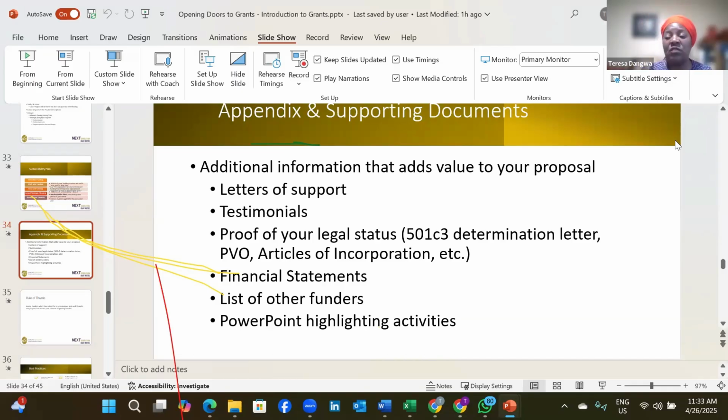Testimonials of individuals who have utilized your services and are providing you with testimonials. Also proof of your legal status, your 501c3 determination letter if you are in the US, your PVO if you are somewhere in Africa, and articles of incorporation and certifications from your country. Financial statements if you have any, a list of other funders, and maybe a short PowerPoint presentation that highlights the activities that have happened in your organization.